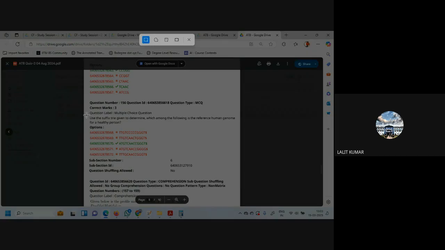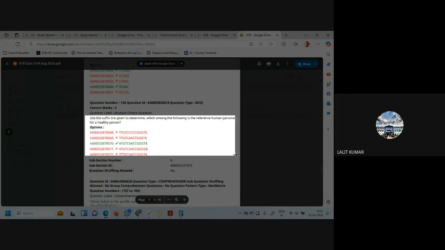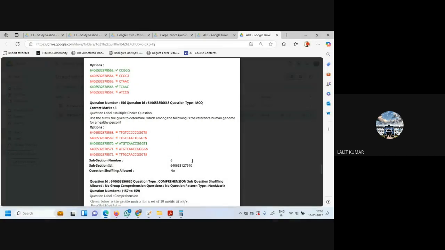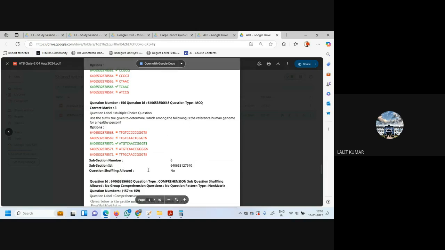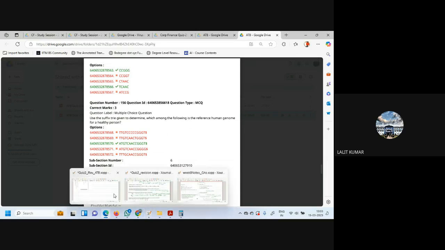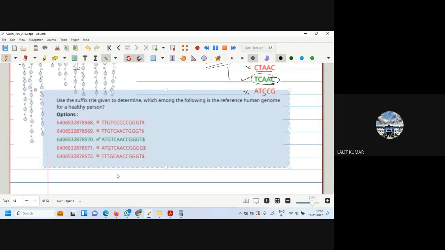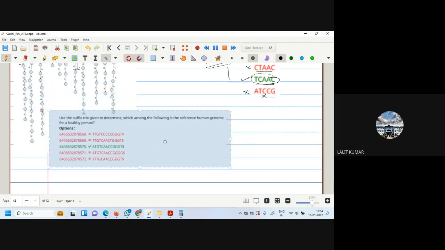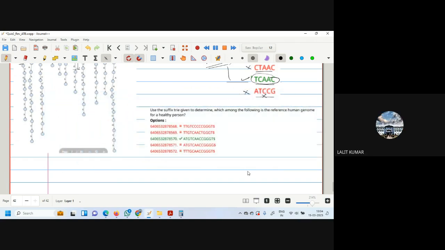Now use the suffix trie given to determine which among the following is the reference human genome for a healthy person. So again, we have to match only. But in this one, they have given a dollar. Which among the following is the reference human genome for a healthy person?